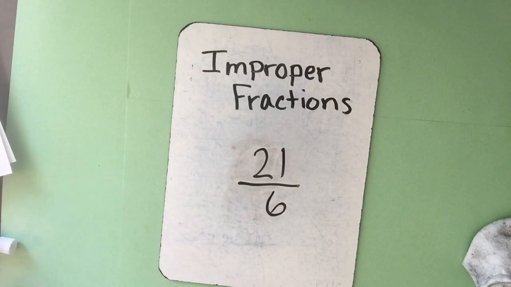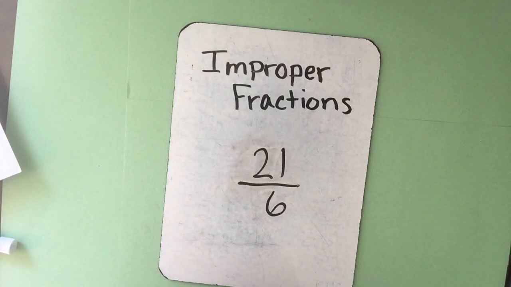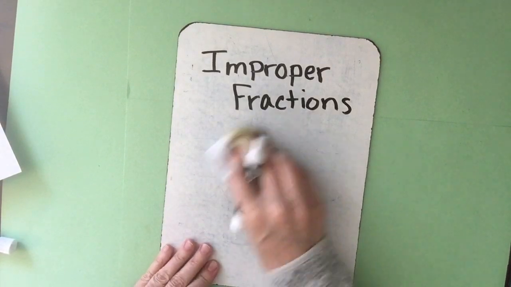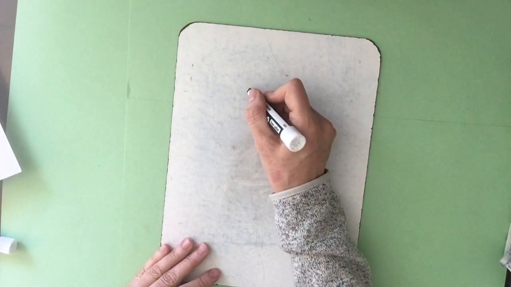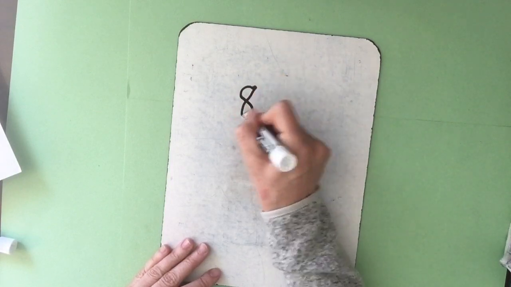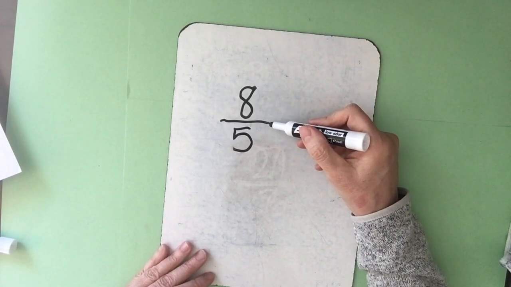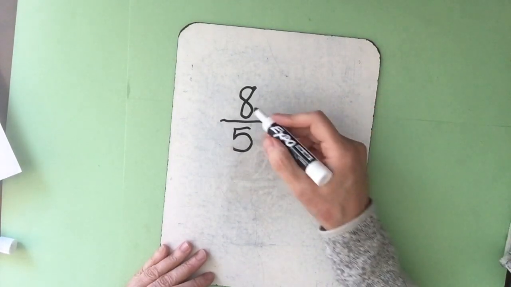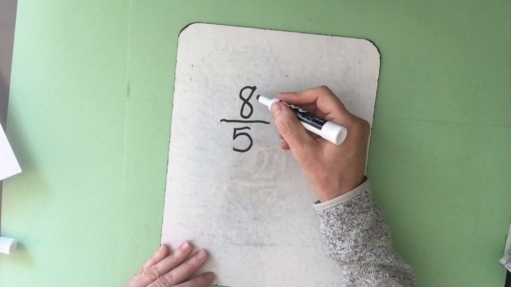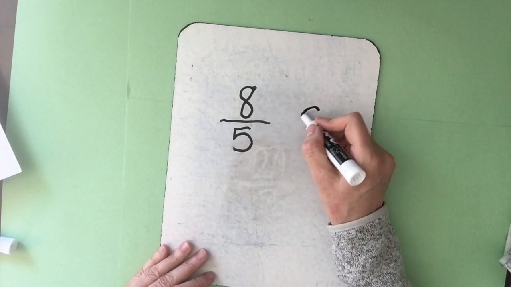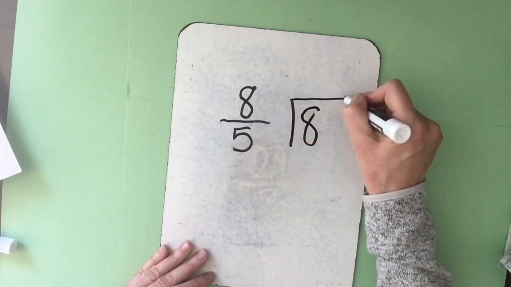Now what we're going to do is something a little bit different. I'm going to give you some numbers, and I want you to change them from an improper fraction to a mixed number. So we'll start with 8/5. This is from last week, right? What do you remember this bar saying? It says divided by, right? So all you need to do is say 8 divided by 5 and then write it just the way it sounds.